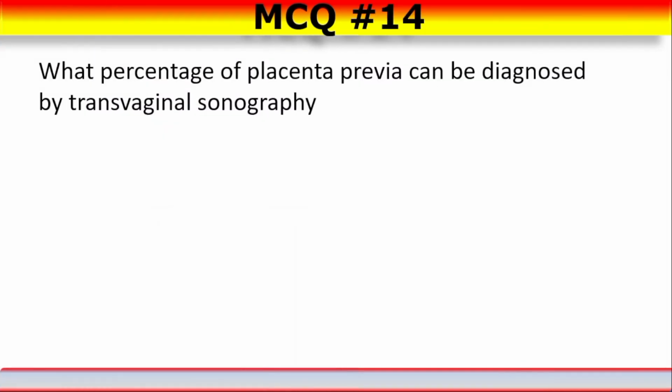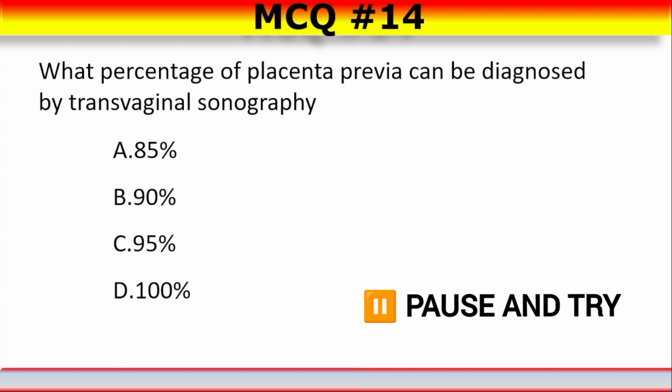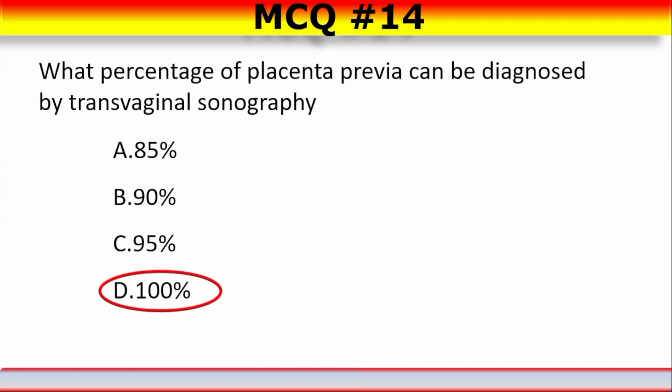Question number 14. What percentage of placenta previa can be diagnosed by transvaginal sonography? A. 85%, B. 90%, C. 95%, D. 100%. The correct answer is D. It can diagnose 100%. So transvaginal ultrasound can diagnose 100%. Transabdominal can diagnose around 95%.